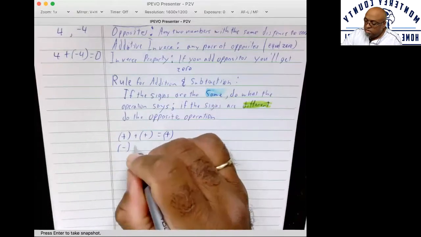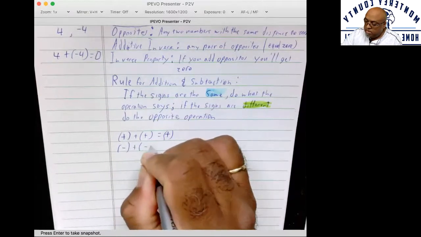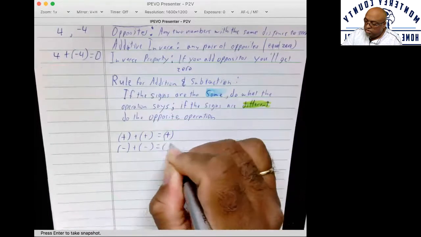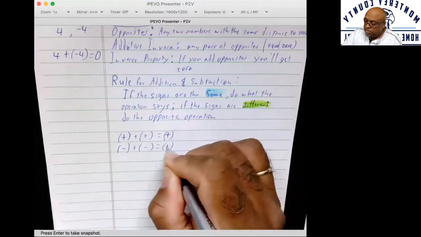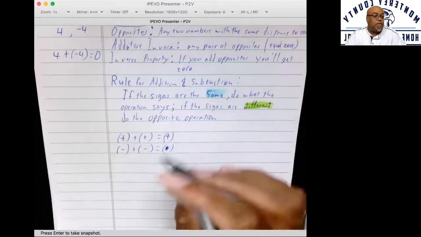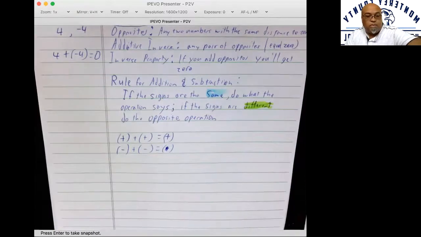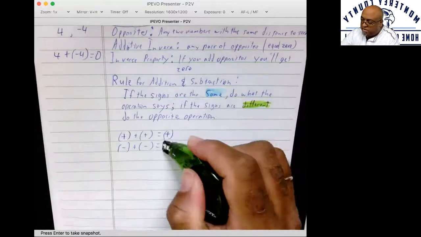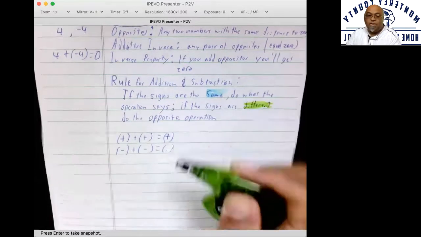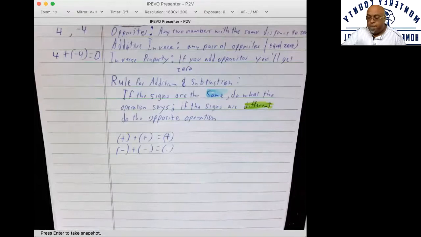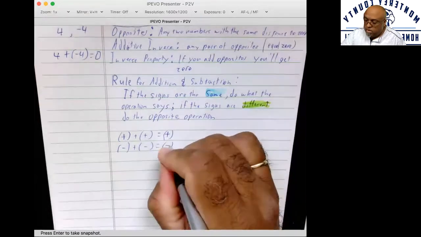A negative number plus a negative number is always going to give you a negative answer. I was thinking very positively. That's just a bad pun, by the way. Okay.